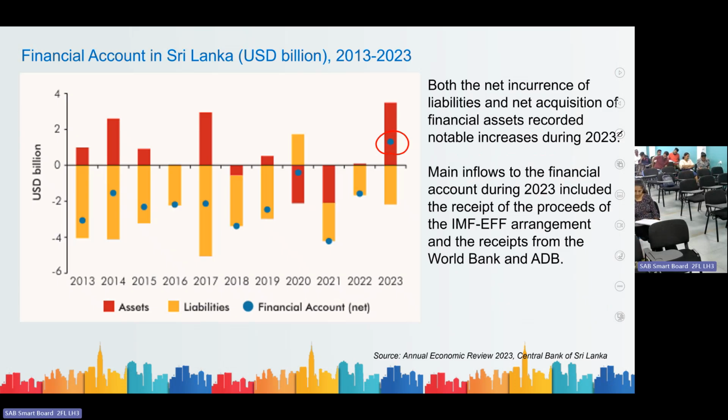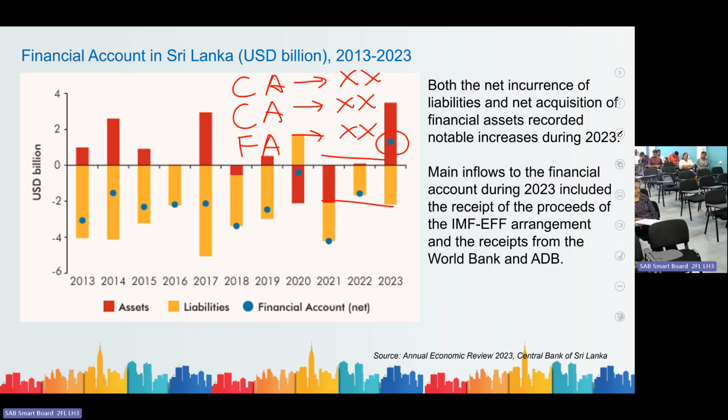There are three accounts: current account, capital account, and financial account. They have their own balances: current account balance, capital account balance, and financial account balance. By taking the summation of them, we can't calculate the overall BOP balance. We can't calculate the overall BOP balance by summing the balance of the current account, the capital account, and the financial account.